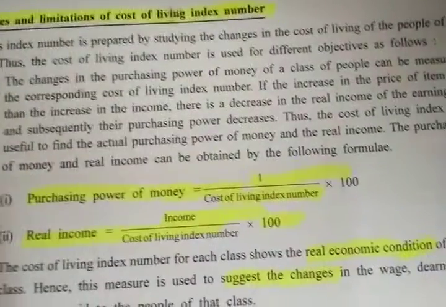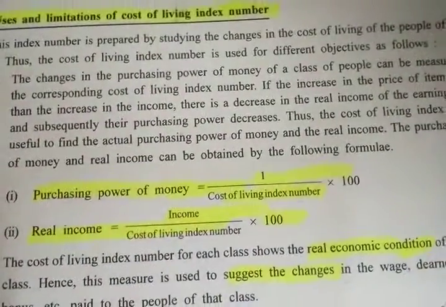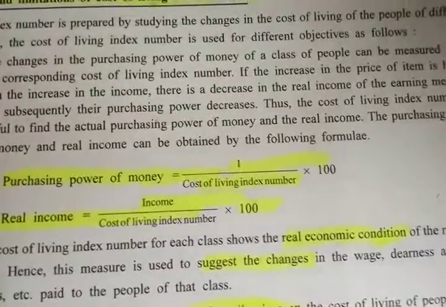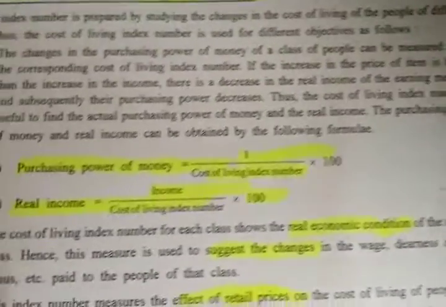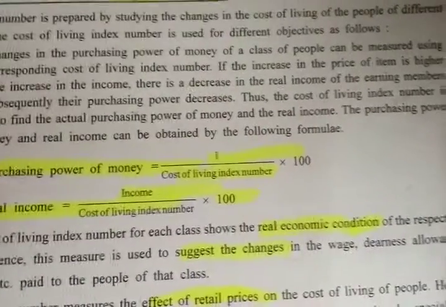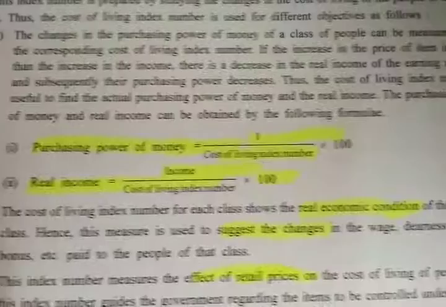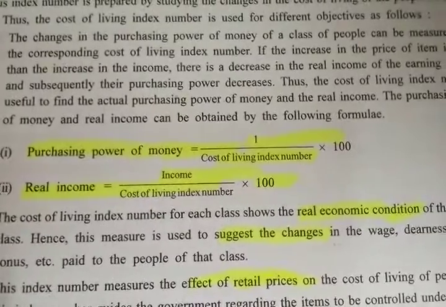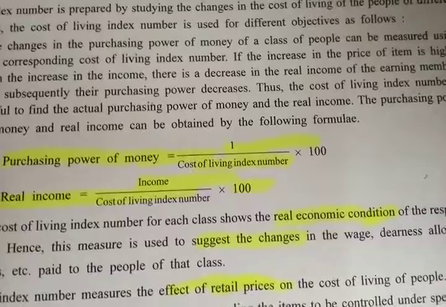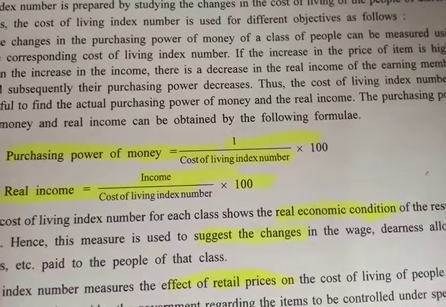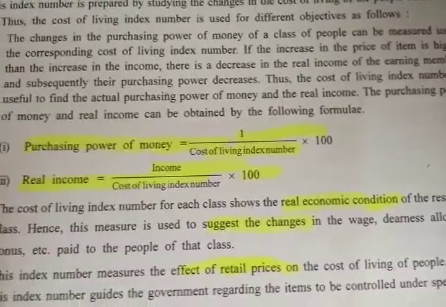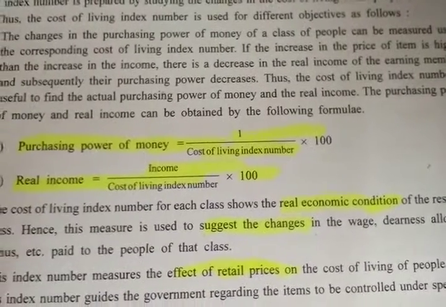Second point as the use of cost of living index number is that the cost of living index number for each class shows the real economic condition of the respective class. Hence, this measure is used to suggest the changes in the wages, dearness allowance, bonus, etc. paid to the people of that class. So, the point here is that cost of living index number enables us to know the real economic condition of the respondents or of a particular class of people. Accordingly, their dearness allowance, wages, etc. can be fixed.